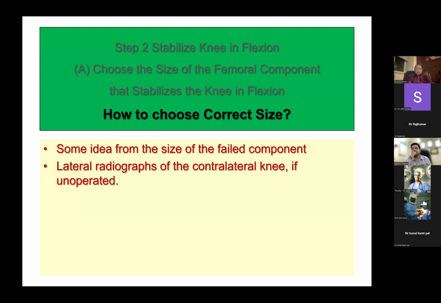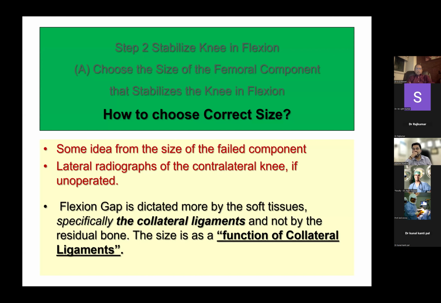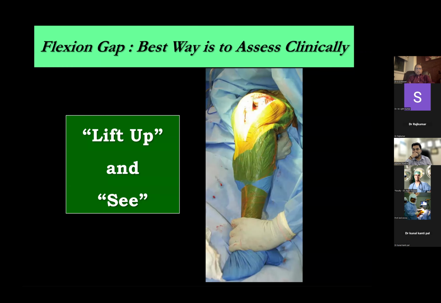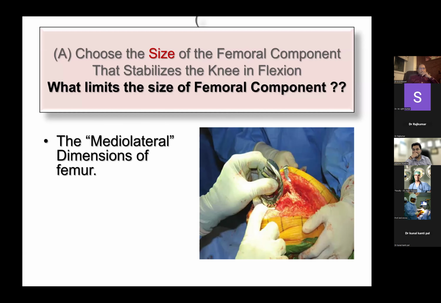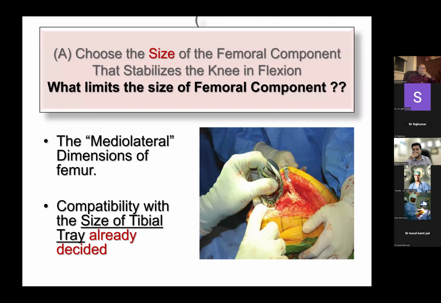See, one is you get some idea from the failed component, but more important is that the flexion gap is dictated mainly by the collateral ligaments in the revision scenario. You lift up and see. One can see how much is the flexion gap and how much you have to fill it up. Now, what limits the size of the femoral component? One is the medial-lateral dimension of the femur, and second is compatibility of the femoral component with the tibial tray already chosen as step one.